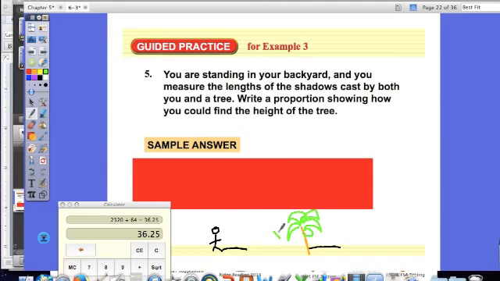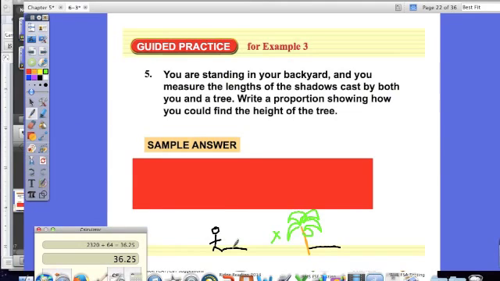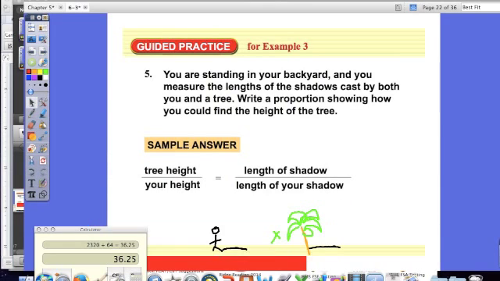So there's many ways you can do this. You can do the ratio of your shadow to yourself and compare that with the tree shadow and then the tree's height would be x on the bottom. You could do your height to x, the tree's height, over the length of your shadow to the length of the tree's shadow. I'll give you their sample answer. So there's a few different ways you can do this.